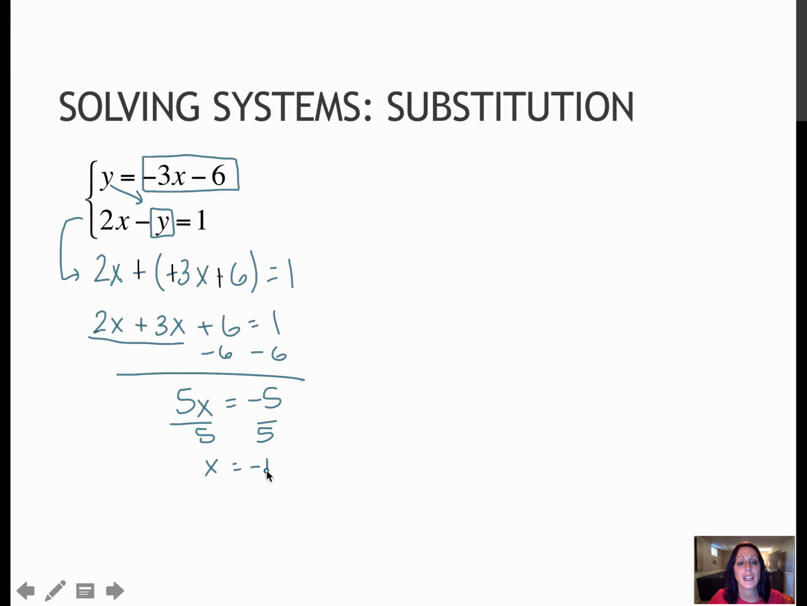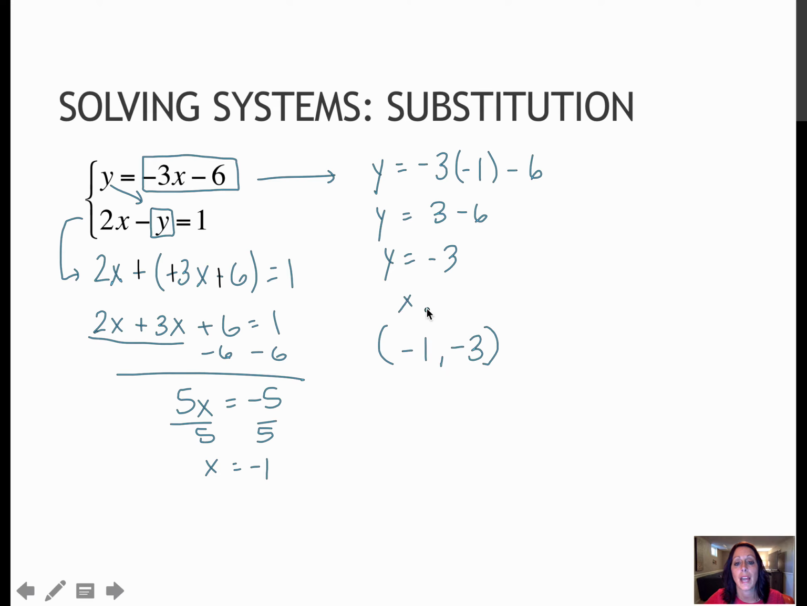Then I'm going to take that value and plug it into either one of these equations. So I'm going to choose that first equation, and instead of x, I'm plugging in -1, but notice everything else gets rewritten. I would get the same answer if I plugged it into the other equation also. -3 times -1 is +3. 3 minus 6 is -3, and so I get the point -1, comma, -3.